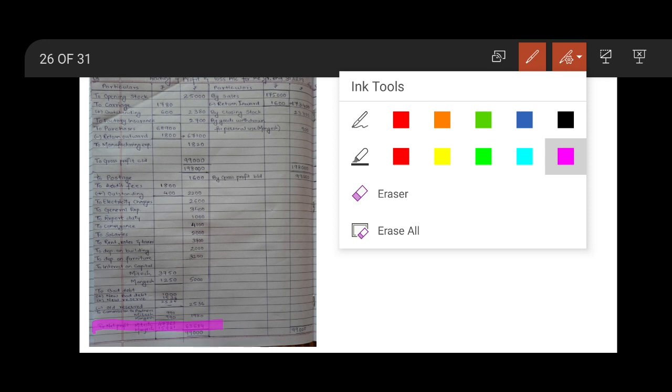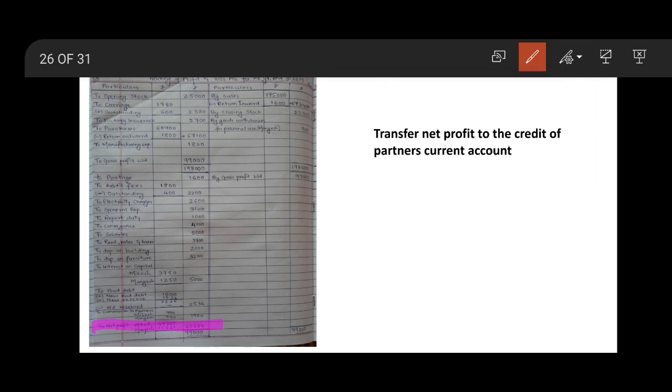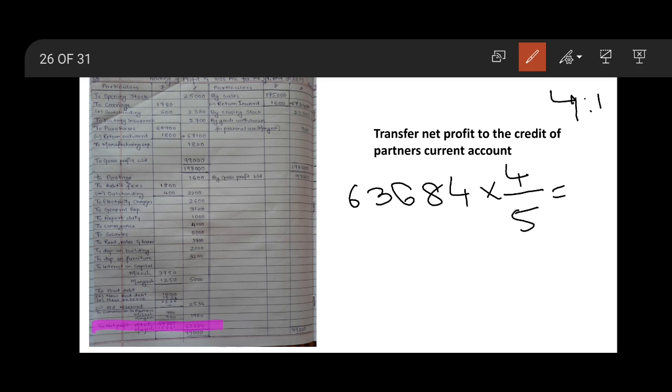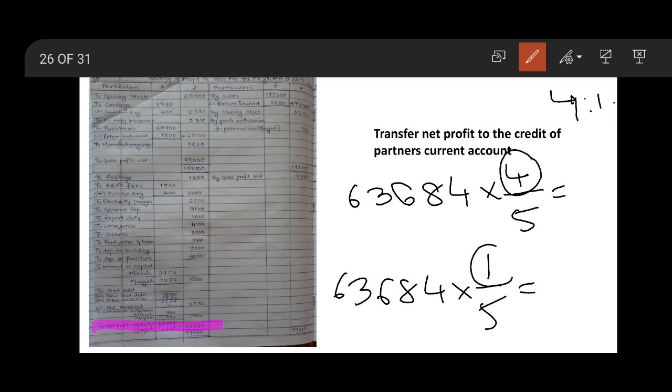How? The amount of net profit was 63,684. You are given with the ratio 4:1. So into 4 upon 5. Again 63,684 into 1 upon 5. It means 4:1. This is of first partner and 1 of second partner. Who was the first partner? This is for Mitesh and this is for Mangesh. Okay, so calculate the amount and get it.